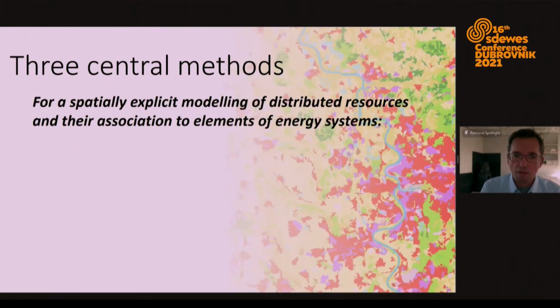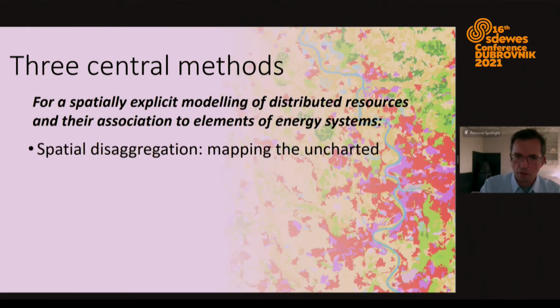Here I see 3 spatial methods that are central to do some spatially explicit modeling of distributed resources and how they are associated to energy systems. First, spatial disaggregation helps us to map elements that have not been mapped before, the uncharted. We see that, for example, energy demand in most countries isn't really charted.